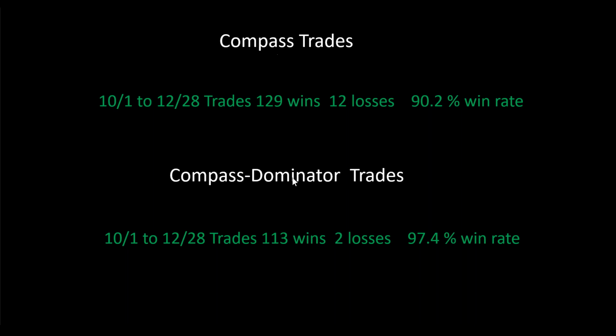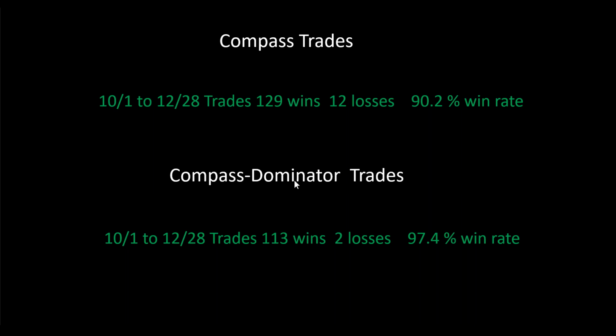So when the Dominator system came out, which was a year ago this coming October, what I did was I ran some tests on using the Compass system and then using the Compass and Dominator system combined. And I did it from last October 1st to 12/28. And all the trades I took, which were just Compass trades, in other words, they did not necessarily have a Dominator trade, which by the way is the market internals. It does not have a Dominator trade aligning with it. But anyway, the Compass trades that I took, I had 129 wins and 12 losses for that period of time, and that was a 90.2% win rate.